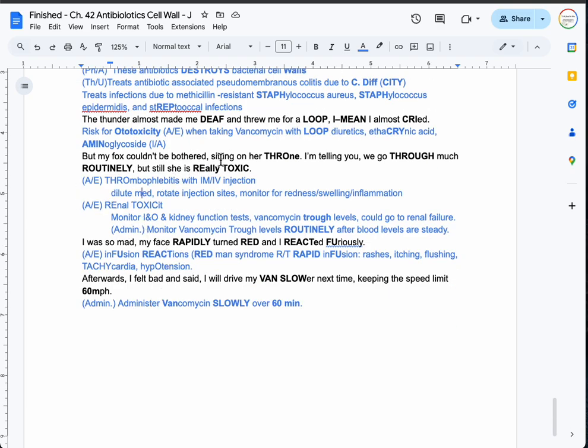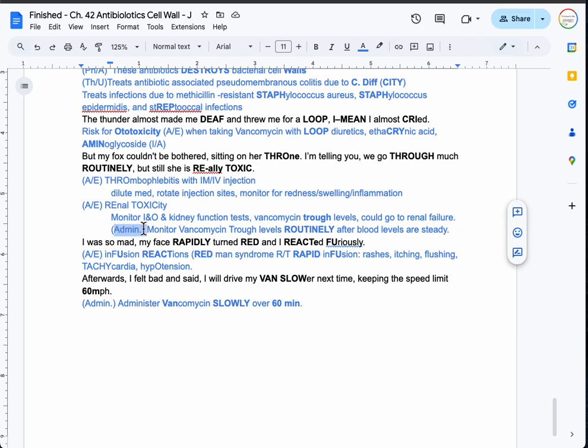Another adverse effect is renal toxicity, because my fox sitting on her throne, we go through a lot routinely together, but she's really toxic. Renal toxicity is another adverse effect. So three adverse effects so far: ototoxicity, thrombophlebitis, and renal toxicity. You want to monitor kidney function, and vancomycin trough levels, because it could go to renal failure.